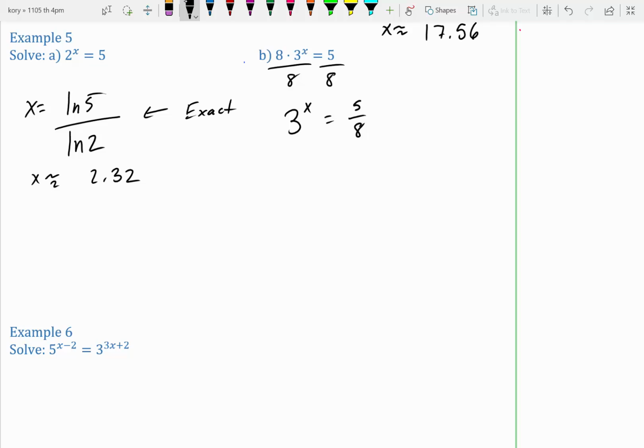All right, so since we isolated the exponent, which is the base with the exponent, we can go ahead and do change of base. So we could do x equals ln 5/8 over ln 3, and the approximate version would be negative 0.428.